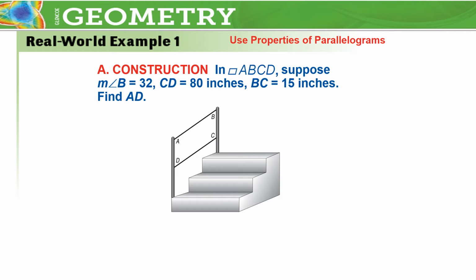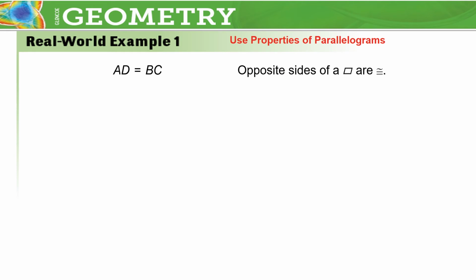Here you have parallelogram ABCD. Measure of angle B equals 32, CD equals 80, and BC equals 15. Find AD. ABCD is a parallelogram, so each two opposite sides are equal. AD equals what? Equals BC. BC equals 15, so AD equals 15.